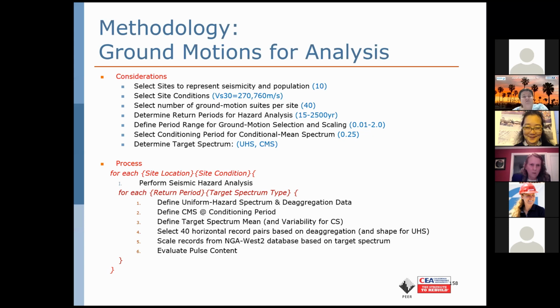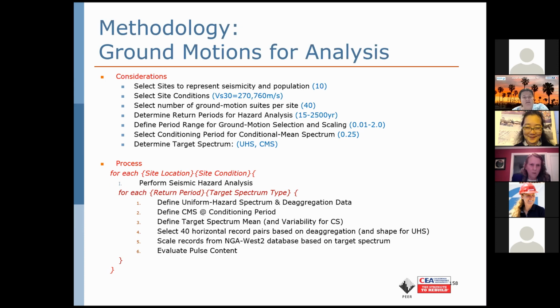To make sure that we covered all of California, we selected 10 sites. As you've heard in the other talks, those were narrowed down based on the representative shape of the hazard and shape of the spectra, to minimize the amount of work that the analysis group had to do. But we really wanted to start broad, and we wanted to represent the diverse seismicity of California, both Northern California, Central California, and Southern California, as well as important population centers. That's where we came down to only 10 sites.